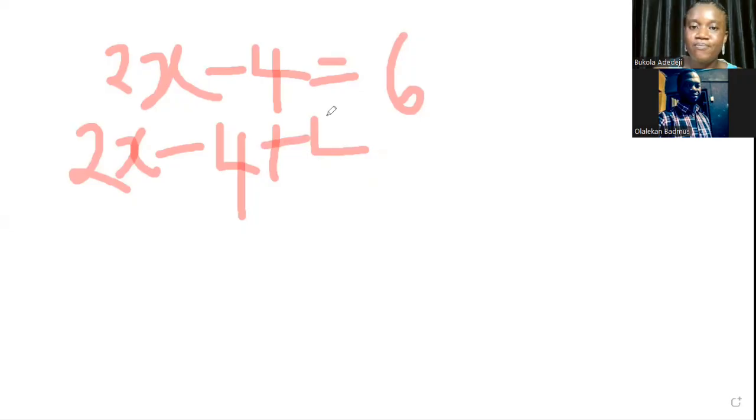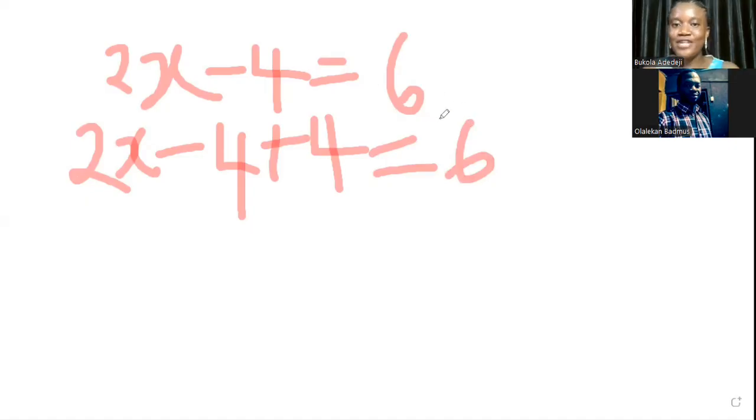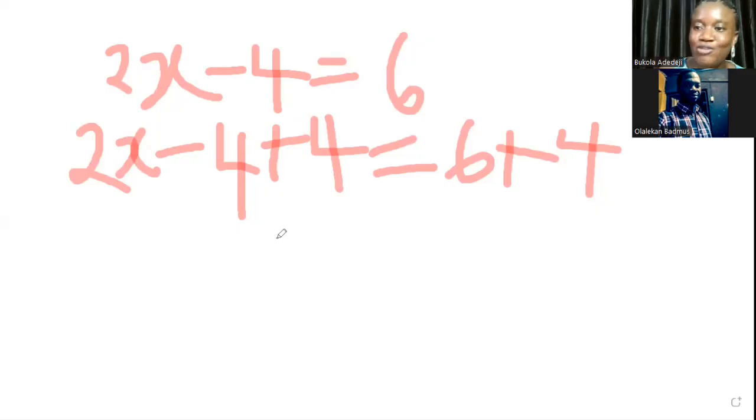Plus 4 equals 6. Now, whatever you do to the left-hand side, you do to the right-hand side. So we're also going to add 4 to the right-hand side. All right. Let's do the same thing we did in the last question.